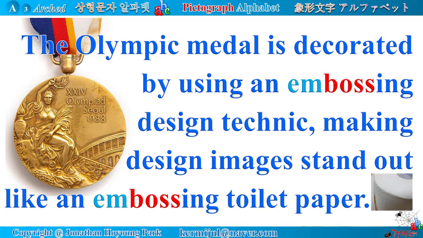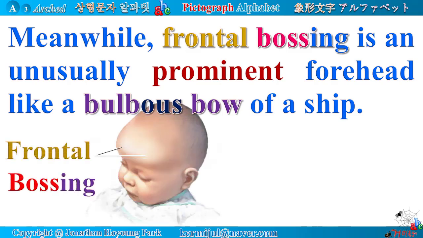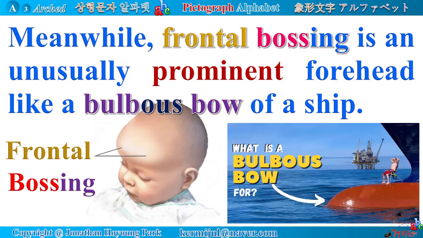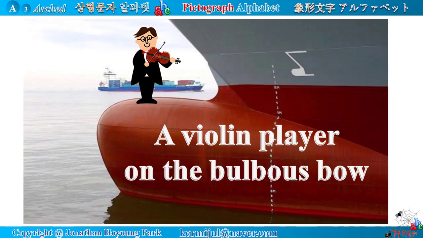The Olympic medal is decorated by using an embossing design technique, making design images stand out like embossing toilet paper. Meanwhile, frontal bossing is an unusually prominent forehead like a bulbous bow of a ship. Frontal bossing. Bulbous bow. Violin bow. Look at a violin player on the bulbous bow. The violinist is playing the violin.